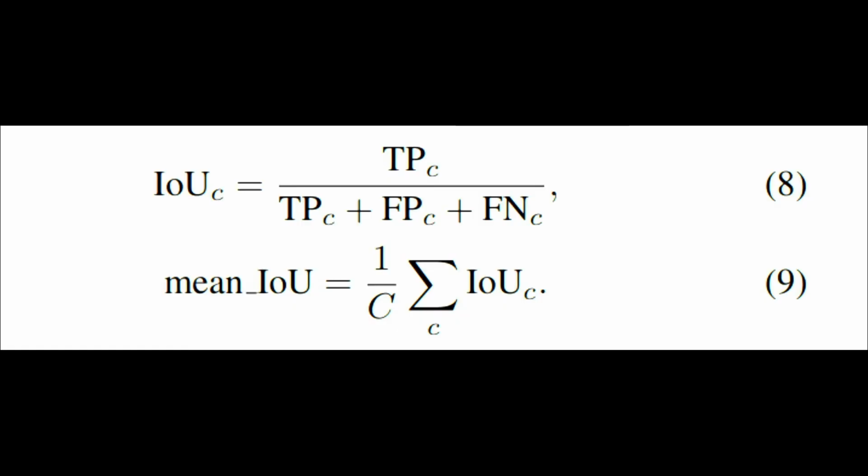Let's get started. So in this video, I will implement mean intersection over union, or Mean-IoU. Mean intersection over union is a common evaluation metric for semantic image segmentation, which first computes the IOU for each semantic class and then computes the average over all the classes.